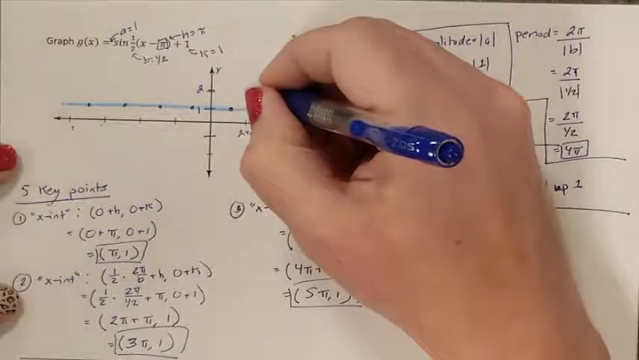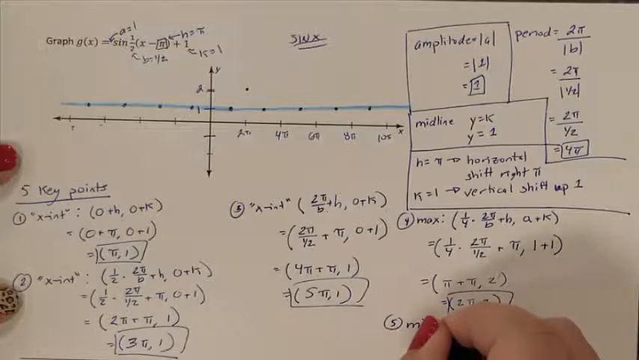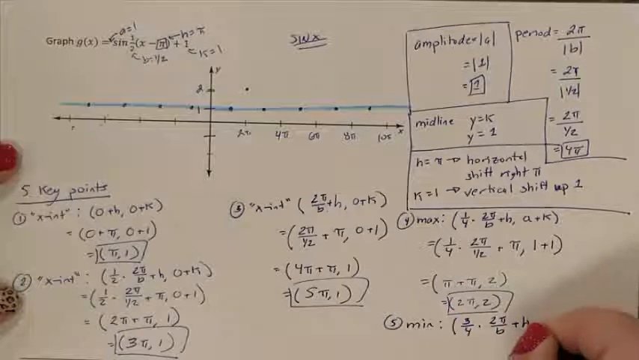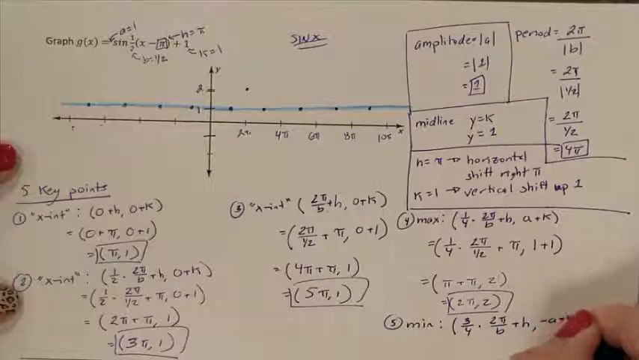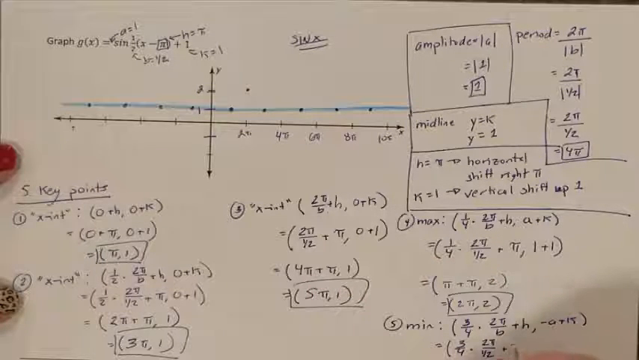So 2 pi, 2. And my last and fifth and final point is the minimum, making sure the x has the h value and the y also has the k value. B is a 1/2. H is a pi. This portion of the formula is 3 pi. 3 pi plus pi is 4 pi. So this coordinate point is 4 pi, 0.